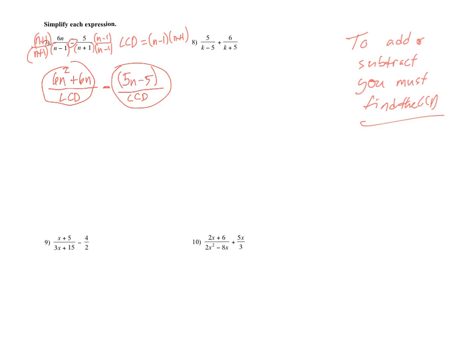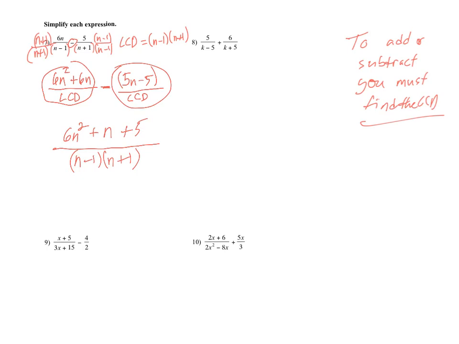Okay, so we have one n squared term, so that's just going to be 6n squared. We have 6n minus 5n, which gives us positive 6n. And we have minus negative 5, which is positive 5, over our LCD of n minus 1 times n plus 1.